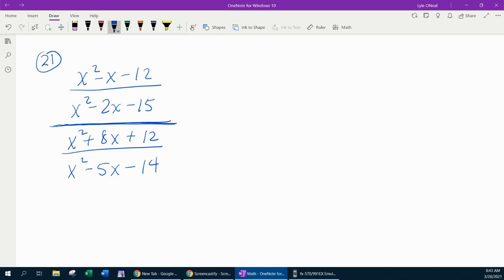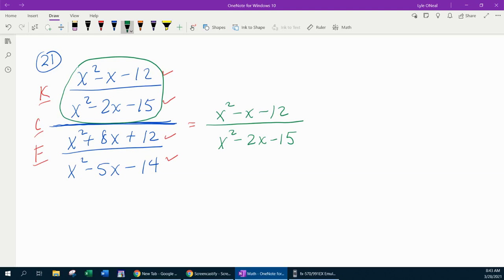You only need to know two things to do this problem. The two things you need to know are KCF, that if you have a fraction within a fraction, you're going to keep, change, flip. And you need to know how to factor standard trinomials. That's all you need to know to work this problem. It's really not that bad. Watch this. I'm going to keep the top the way it is. So I keep the top the way it is. I change to multiplication, and then I'm going to flip the bottom.